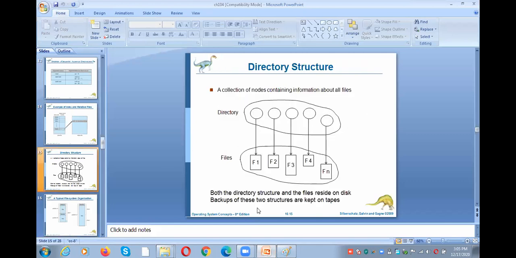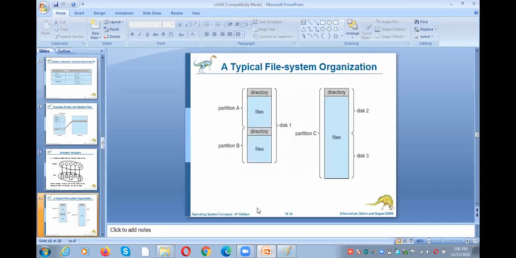As I told you, a directory contains different types of files. F1, F2, F3, F4 and F5 are the files. So you observe here, this is a disk. The entire disk is divided into two parts here. So no need to worry about what is a partition A and what is partition B and what is partition C, if you cannot understand all these things.